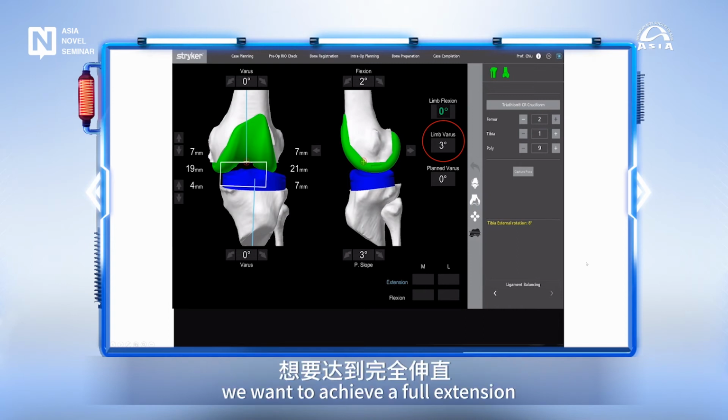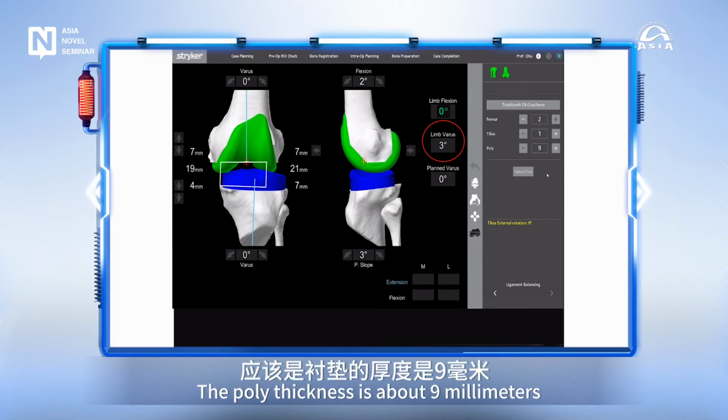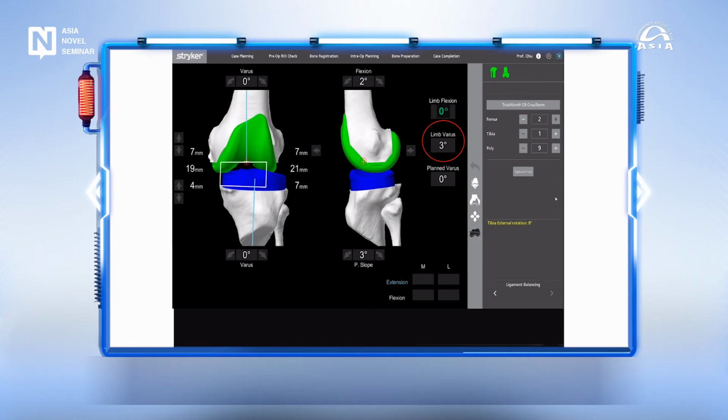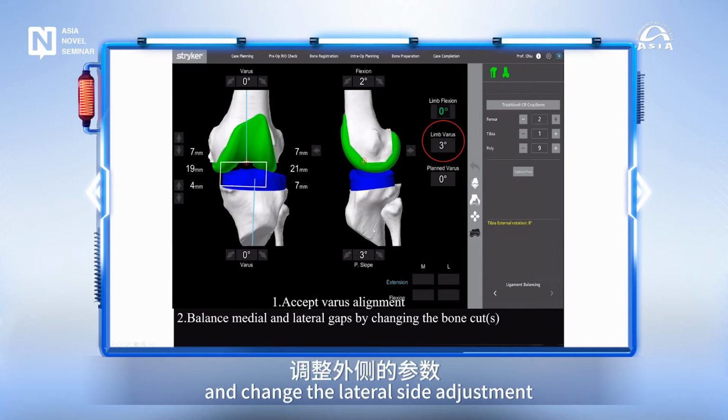So we want to achieve a full extension. Now the pre-op plan is about 9 degrees. The poly thickness is about 9 millimeters. And we can actually anchor over the medial side and change the lateral side adjustment.